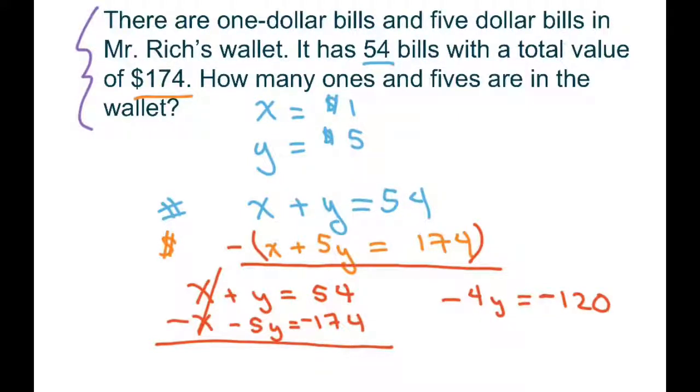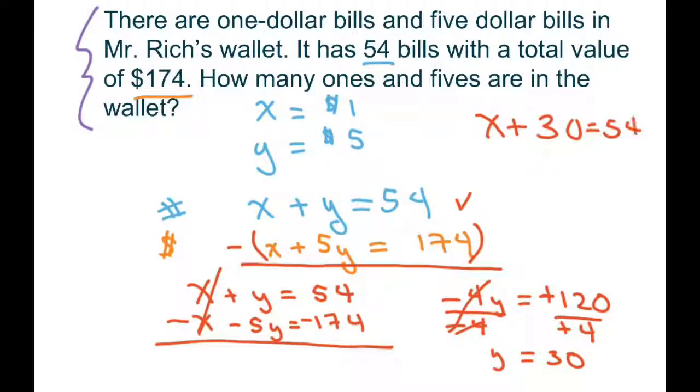I'm doing this without a calculator. We're dividing both sides by negative 4. So Y, that cancels, and 4 goes into this 30 times. 2 negatives make it a positive. So Y is 30. Now we go back to this equation and plug it in. We have X plus Y, Y is 30, equals 54. Hopefully, instead of doing all the algebra, you can just tell by looking that X is going to be 24, because 24 plus 30 equals 54. So my $1 bills equals 24. My $5 bills is 30.